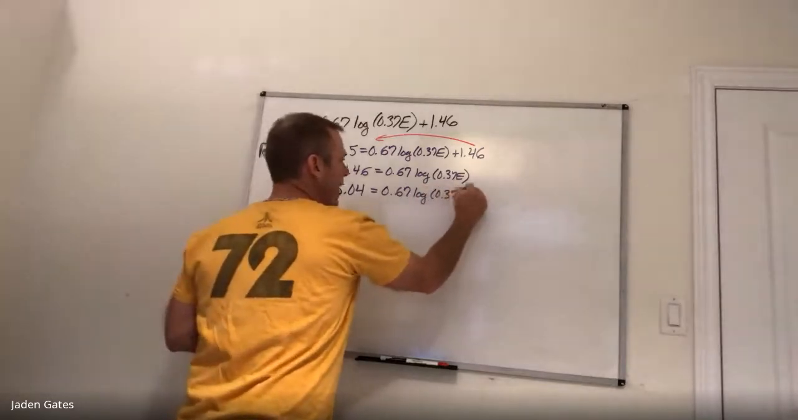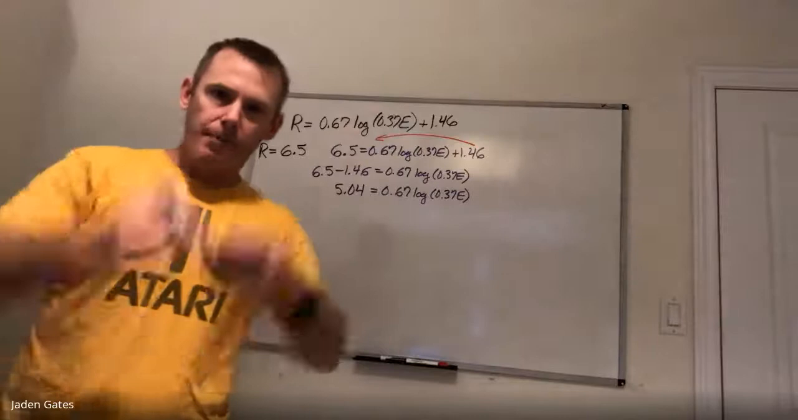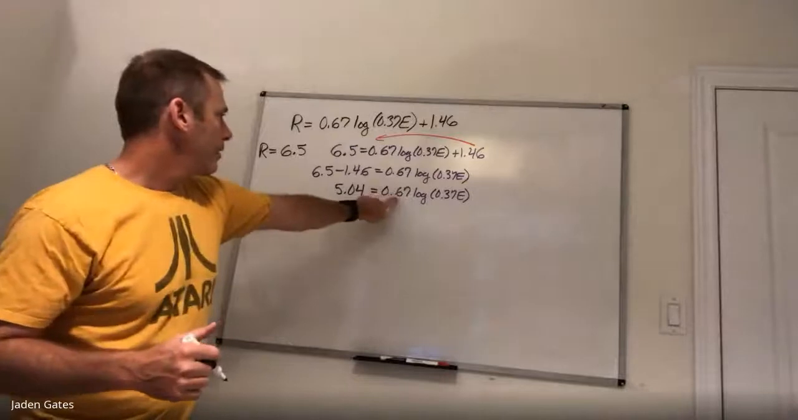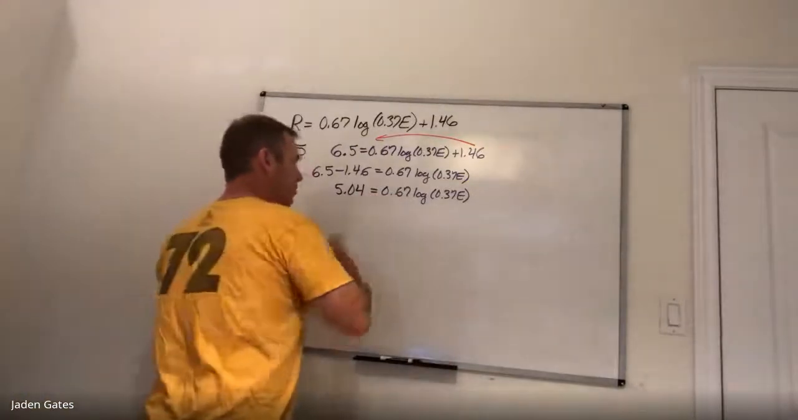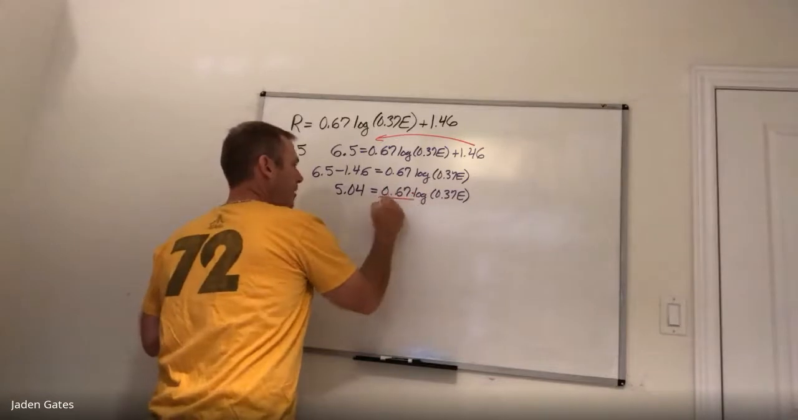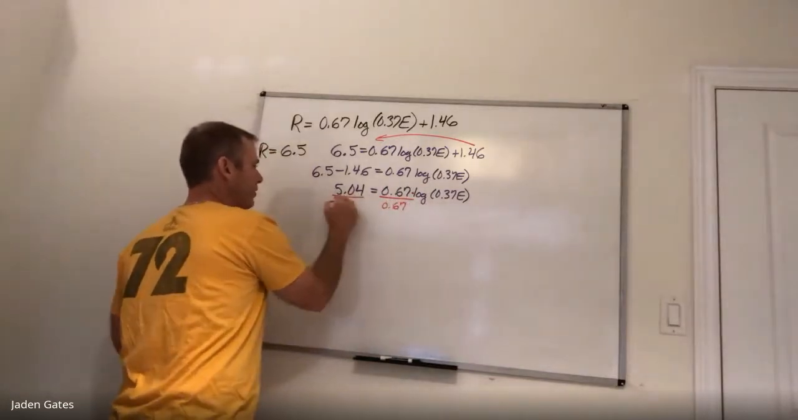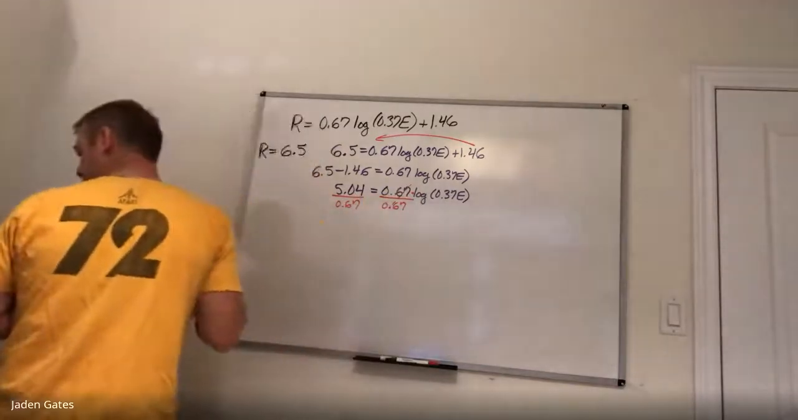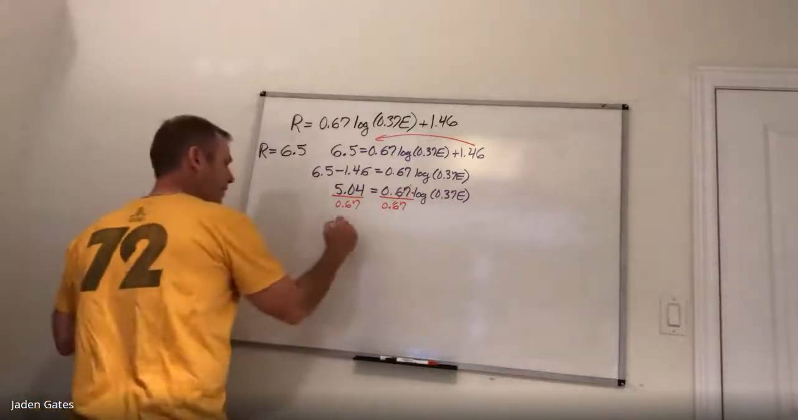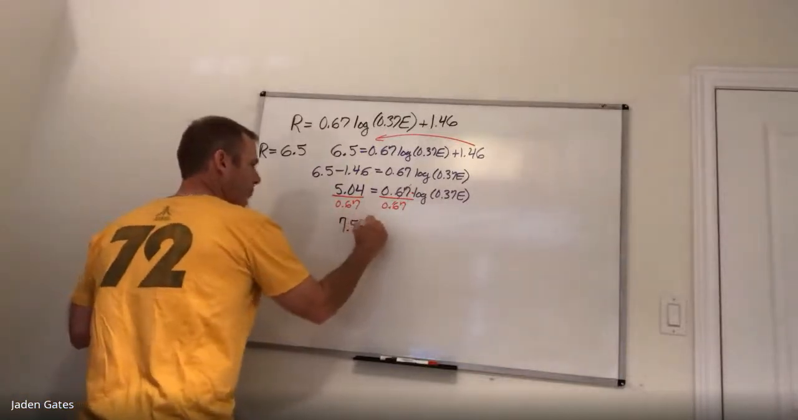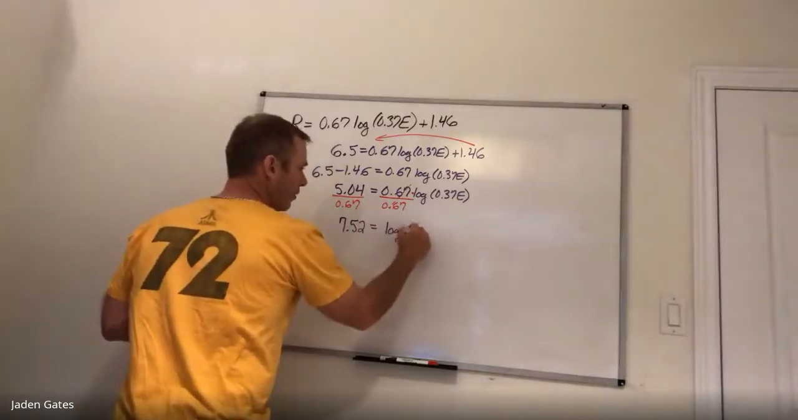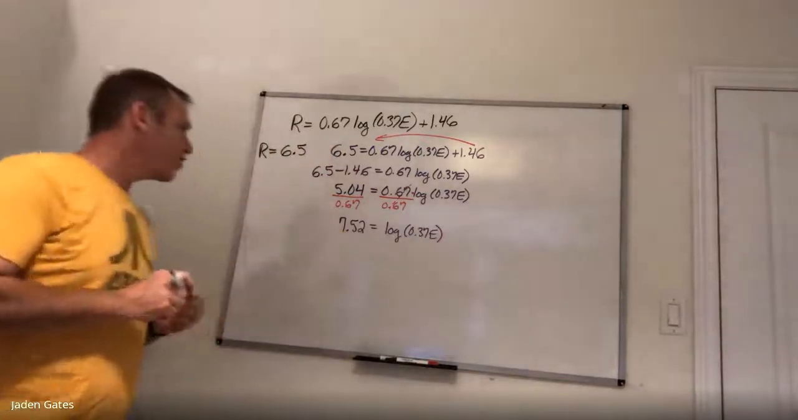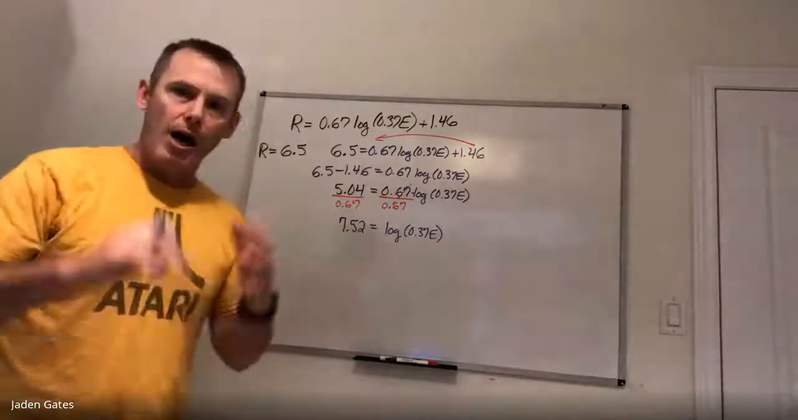Now, one thing I always say in math, if things are getting more complicated, bigger, you're probably going the wrong way. See how things are getting smaller for us? Good stuff. I'm going to get rid of this 0.67 because it is multiplying the log function. I can divide both sides by that 0.67. All right, so that chops them off. So I get 5.04 divided by 0.67. I'm getting 7.52. Log of 0.37E.